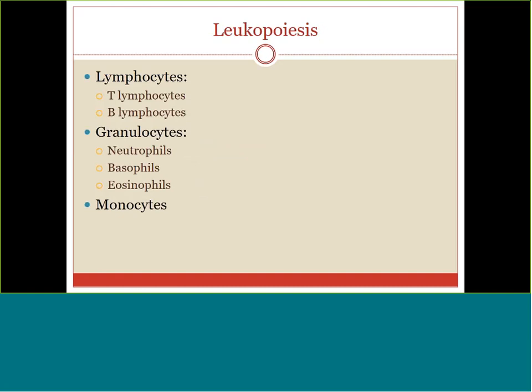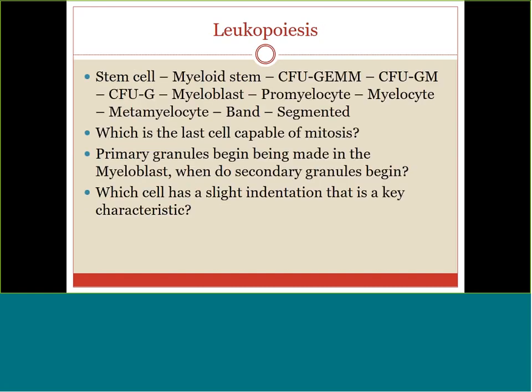Okay, finally going on to some other cell stuff. The leukopoiesis, so this is just white cell development. Again, you have your two lymphocytes, T and B cells. In your granulocytes, those are neutrophils, basophils, eosinophils, and then of course you have monocytes. Keep knowing your neutrophil line from stem cell all the way down to segmented neutrophil. It's listed out there for you.